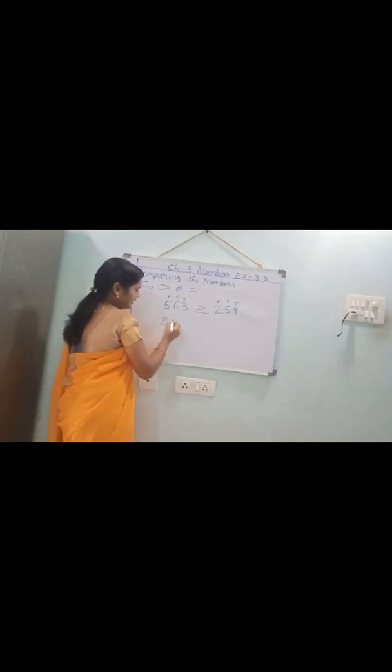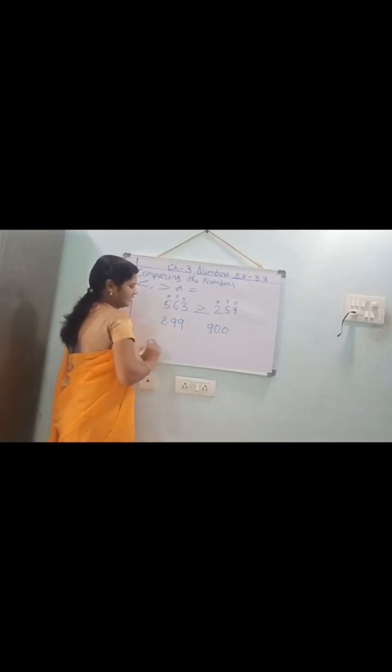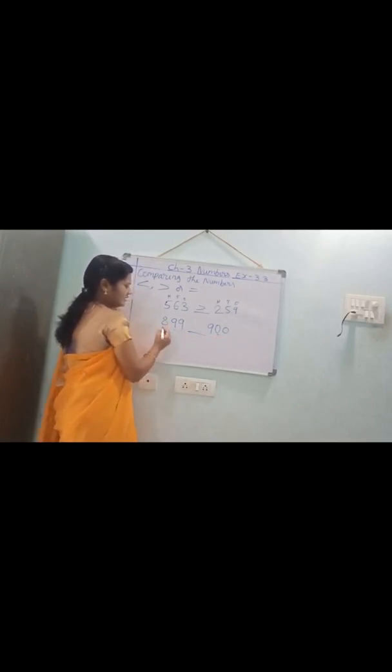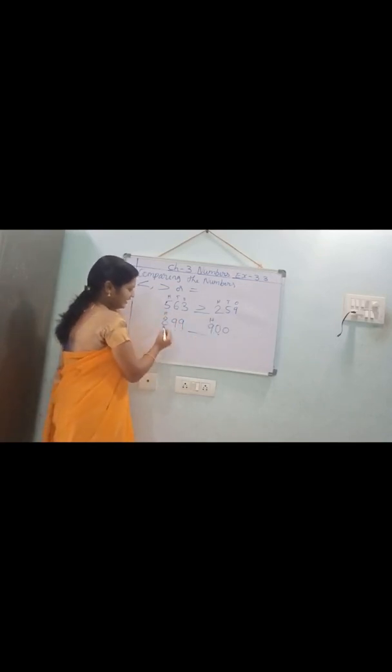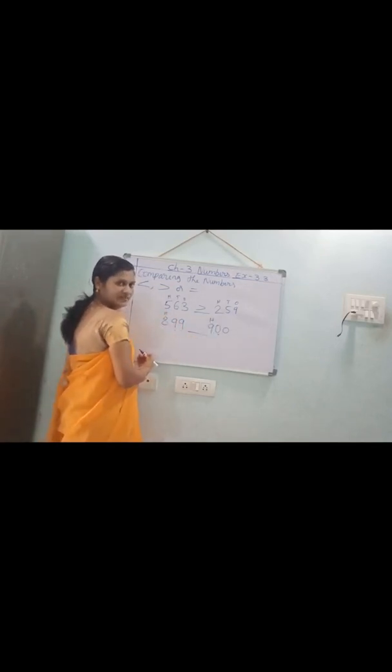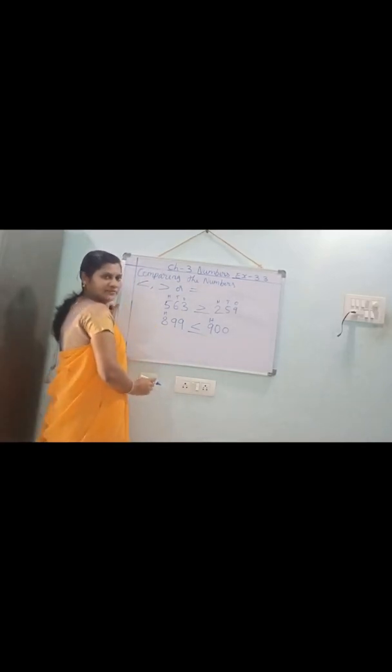See, 899 and 900. In this, which number is greater? See, 9 is greater, 0 is less. But here, in hundreds place, which number is greater? 8 or 9? 9 is greater. That's why 900 is greater. Understood, children? What I am saying?